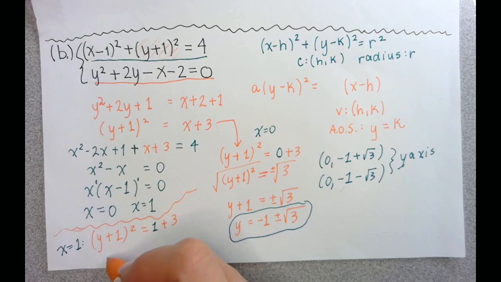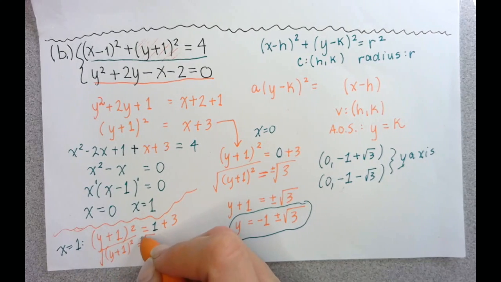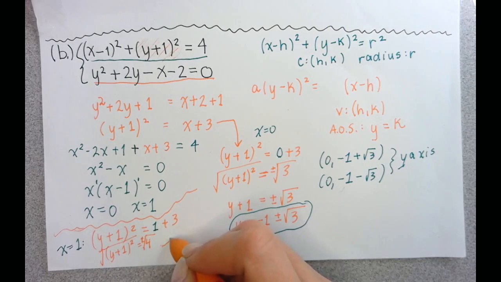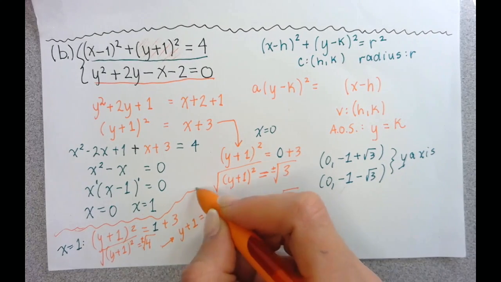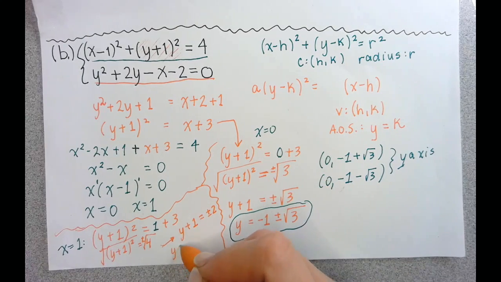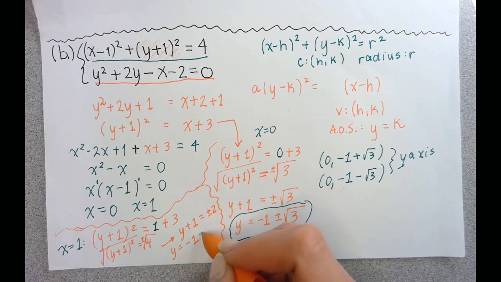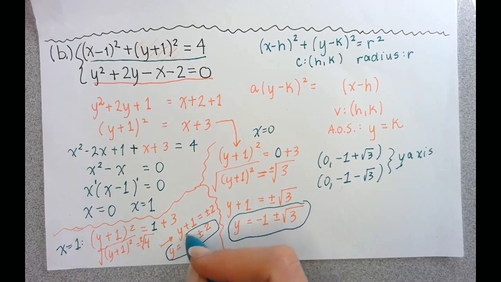So what does that get me? Y plus 1 squared, which I'm about to take the square root of, is equal to 4. Putting the square root on both sides, that leaves us with y plus 1 equals plus or minus 2. From there, again, I have two different answers: negative 1 plus 2 and negative 1 minus 2. So I'm going from this x value to these two y values.